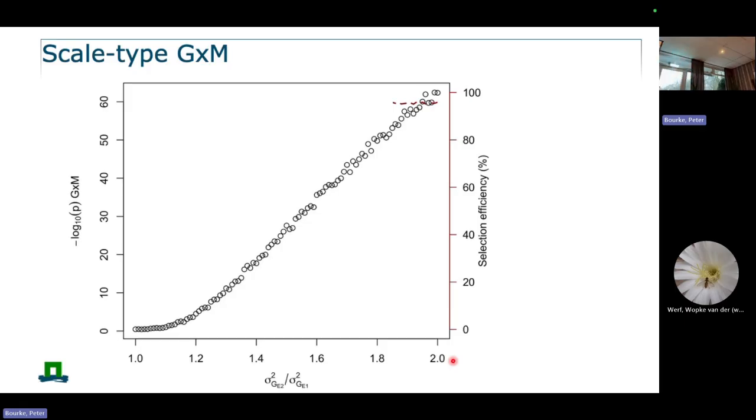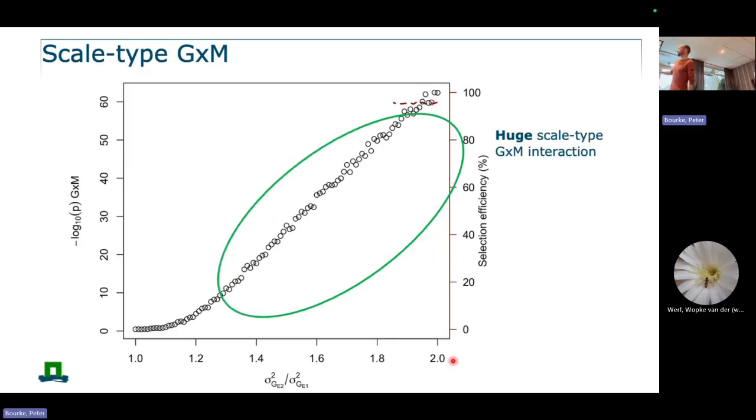What you see here, of course, if you run a linear model and you have genotype, the management, and also the interaction between those terms, some sort of an ANOVA model, and you look at the significance of that interaction term, it blows up. So this is the minus log 10 of the p-value. So essentially just becoming an enormously significant interaction effect. So huge scale type interaction here being demonstrated.